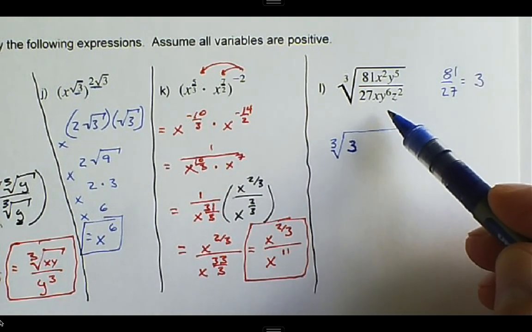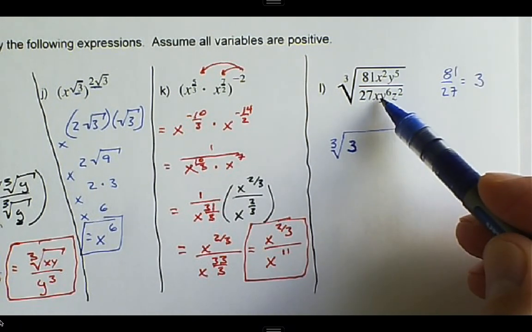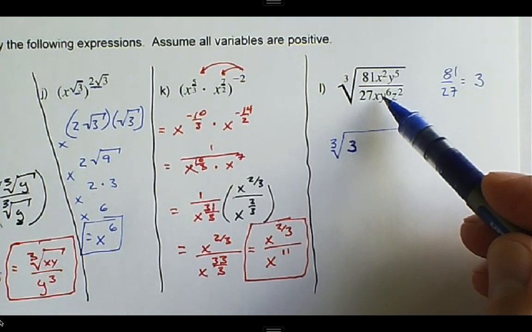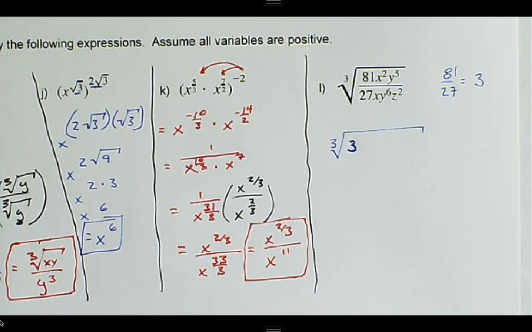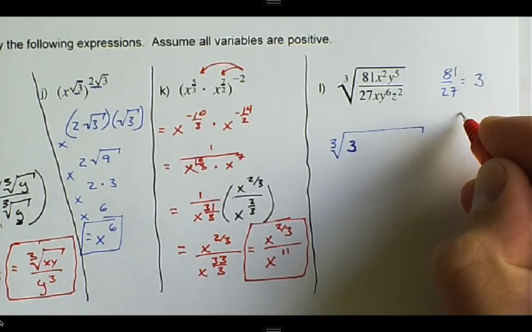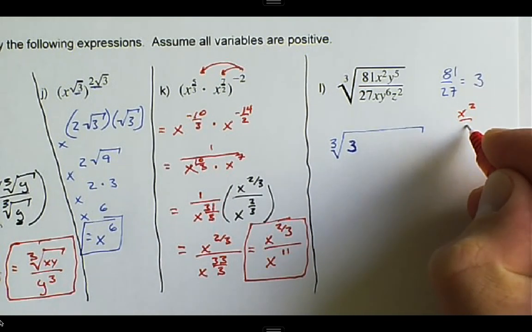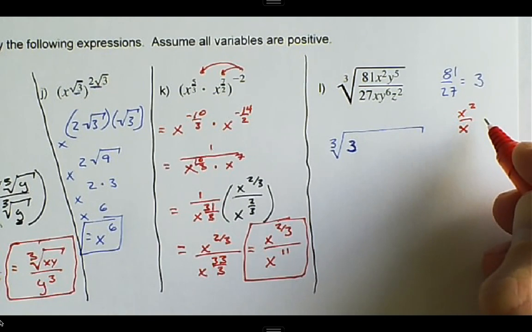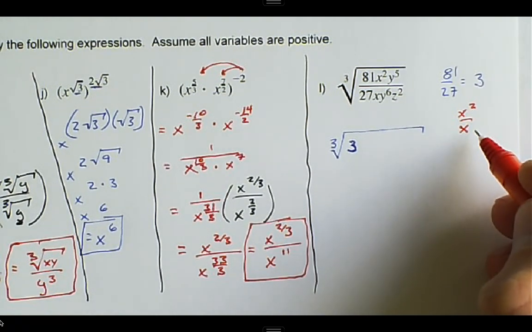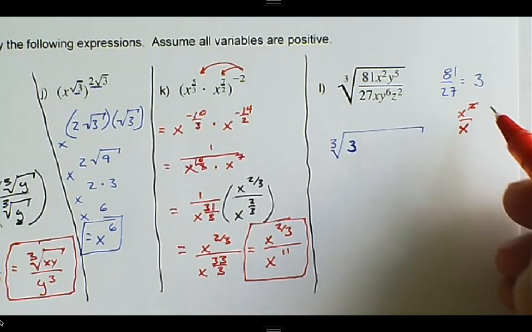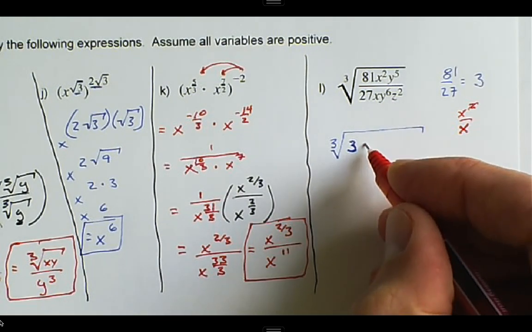Okay, so we dealt with our coefficients. The next thing that we come to is x squared and x, and the way that we can write that is x squared over x to the first. And so we have 2 x's in the numerator, 1 x in the denominator, and so the x cancels, and what we're left with is just 1 x in the numerator.